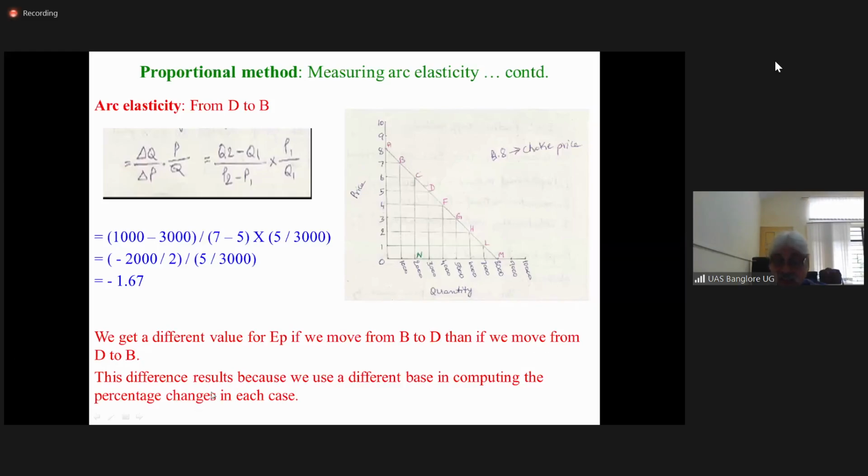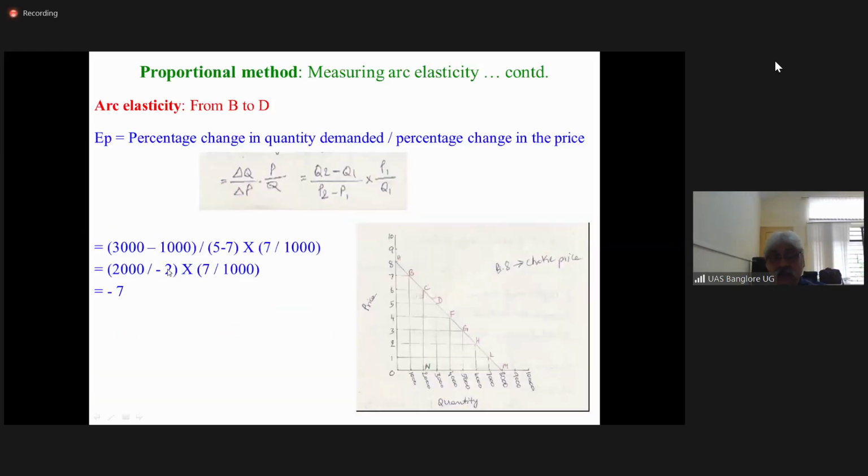Okay, this difference results because we use a different base in computing the percentage changes in each case. Now if you go back to the previous slide, look at the numerator and look at the denominator. It is minus 2000 by 2, 5 by 3000. In the previous line, it is 2000 divided by minus 2. So the numerator is 2000. In one, it is negative.